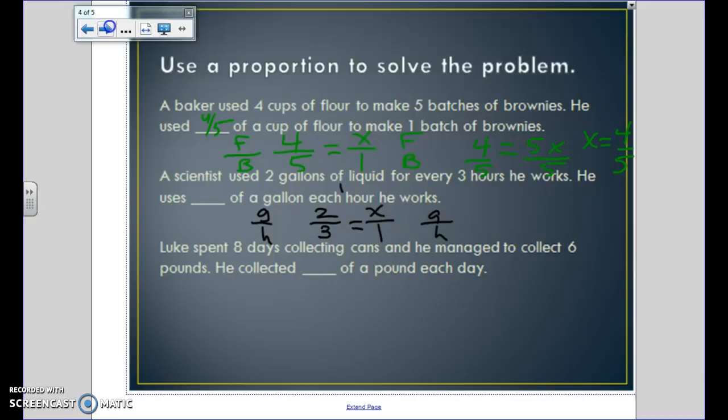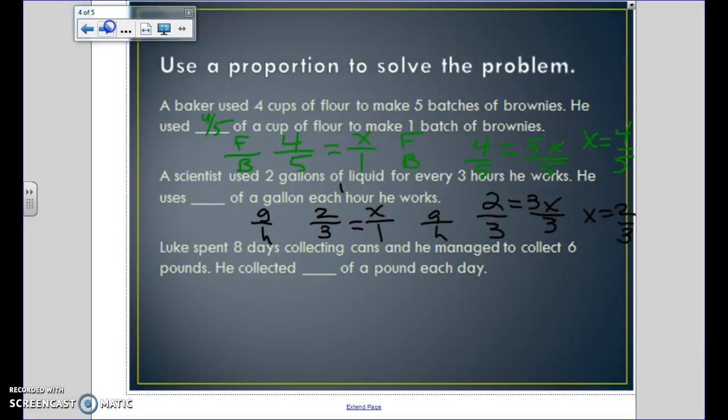And again, I'm going to cross multiply. 2 times 1 is 2, and 3 times x is 3x. And I can solve my one-step equation now. X equals 2/3.